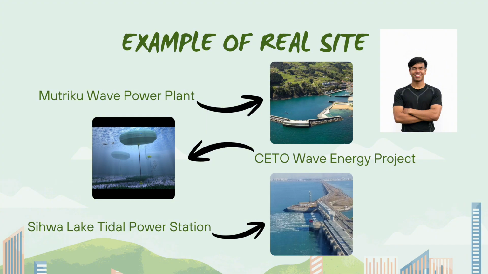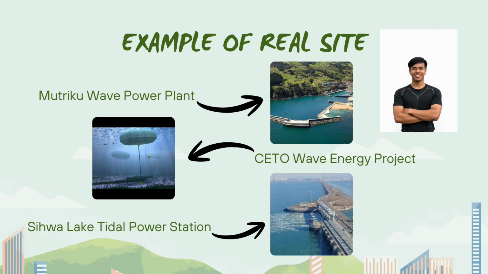Now I will talk about the CETO wave energy project in Australia. This project uses underwater buoys placed beneath the ocean surface. The movement of sea waves causes the buoy to move up and down, creating pressure that helps generate electricity. One special feature of the CETO project is that it can also produce desalinated water in addition to electricity.